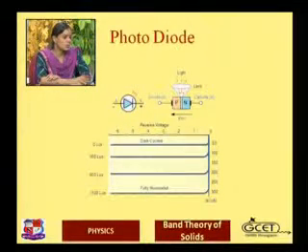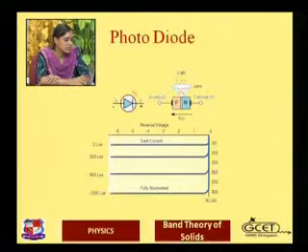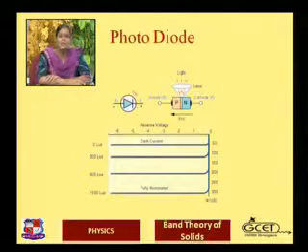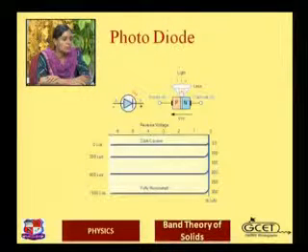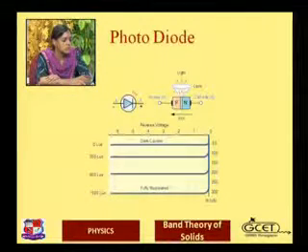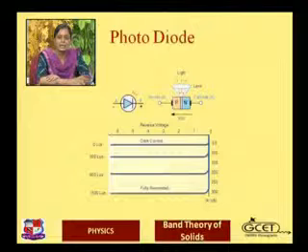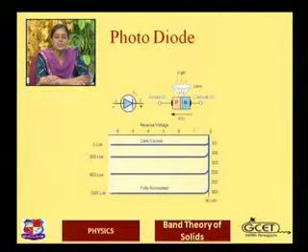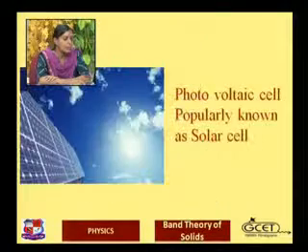Okay, so the first one is the symbol of the photodiode. The second one is a schematic diagram of the PN junction diode and the light that we are providing. And the third one, the bottom one, is the reverse VI characteristics of the photodiode with respect to the intensity of the light that we are providing.